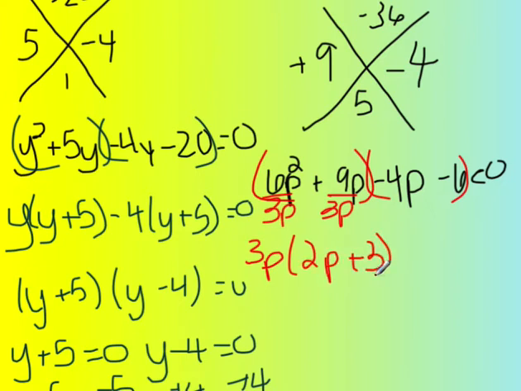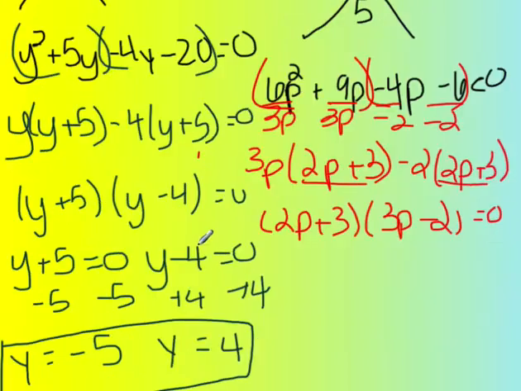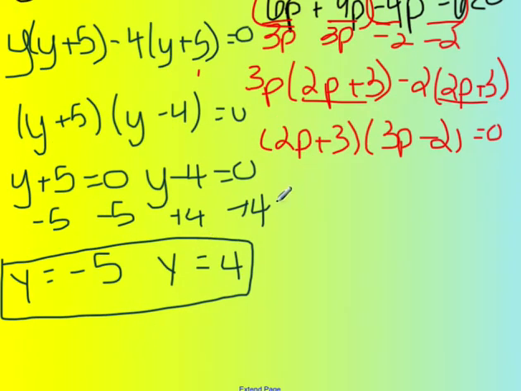Out of my second group, I could take out a negative and a 2. So when I divide each of these terms by negative 2, I get 2P plus 3. So I don't have room for my equals 0 now, but it's still equal to 0. So then my leftovers are matching, so I'm going to factor those out. And then I'm going to write what's left over in the second parenthesis. Now remember that all of that is equal to 0. So we need to set each of these factors equal to 0.